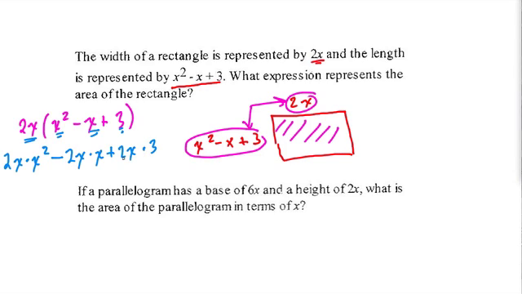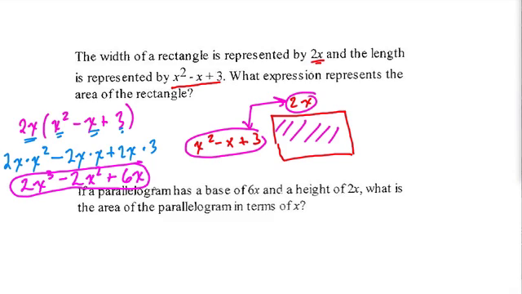2x times 3 means 3 groups of 2x's. Right? 2x plus 2x plus 2x, that's 6x. Plus, well, x times x is x squared, so this is 2x squared, and we're subtracting that. And 2x times x squared means x times x times x, or x to the third power. So we have 2x to the third power minus 2x squared plus 6x. And that would be my expression for the area of this rectangle.